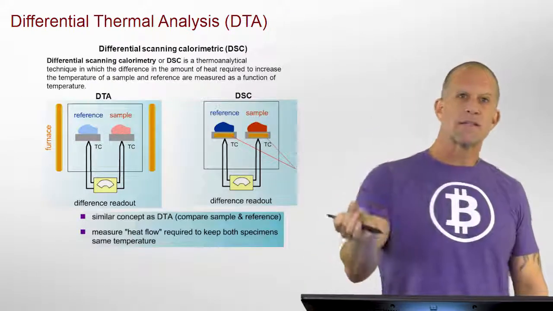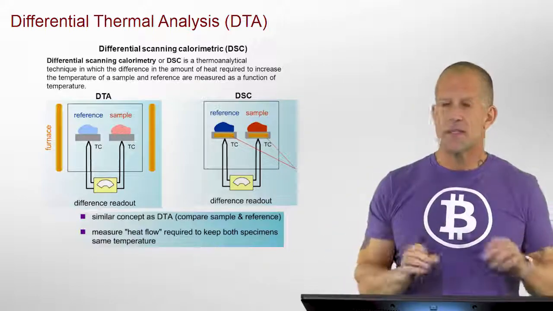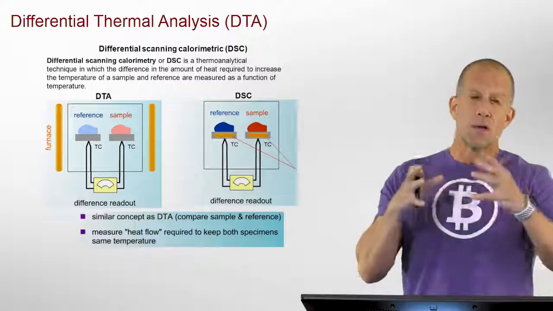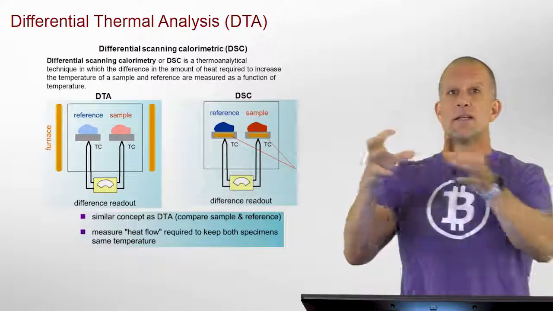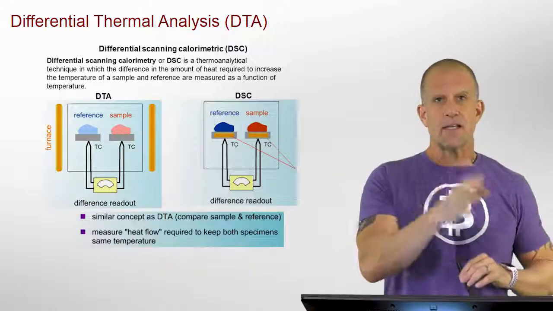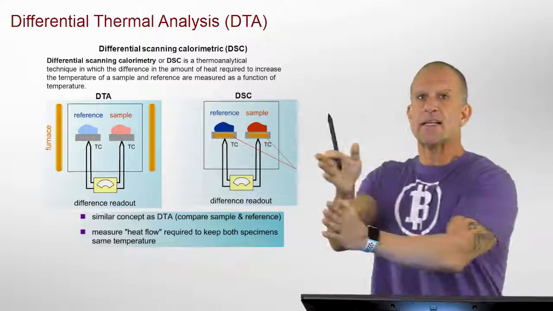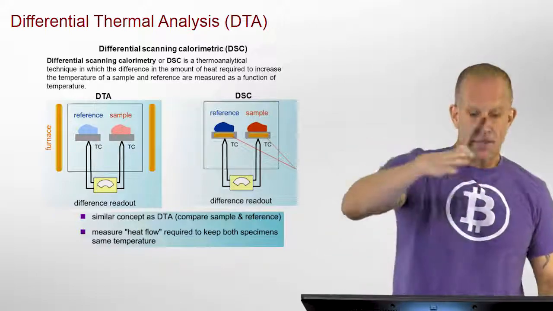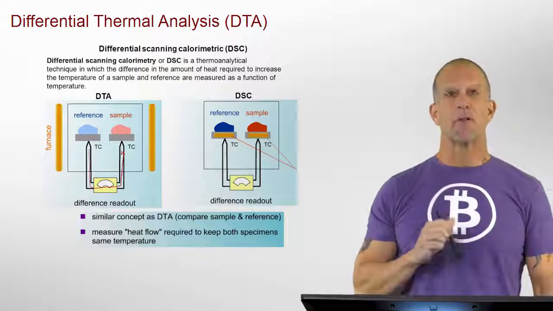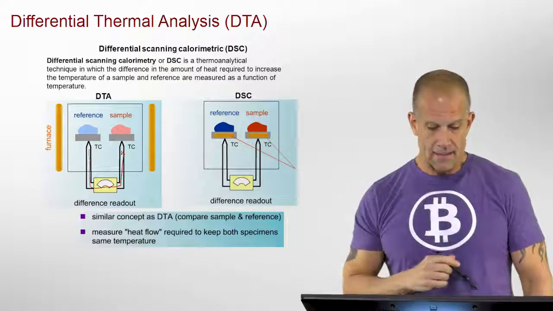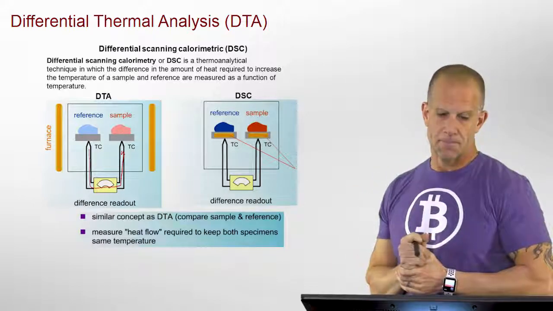Analogous to differential scanning calorimetry is differential thermal analysis. These are really more or less the same technique, just with slightly different instrumentation. But it's still typically scanning temperature and doing a difference across, trying to keep your sample and reference at the same temperature. So really, DTA is very similar to DSC.